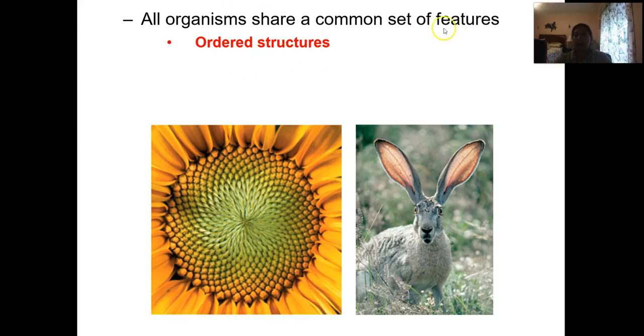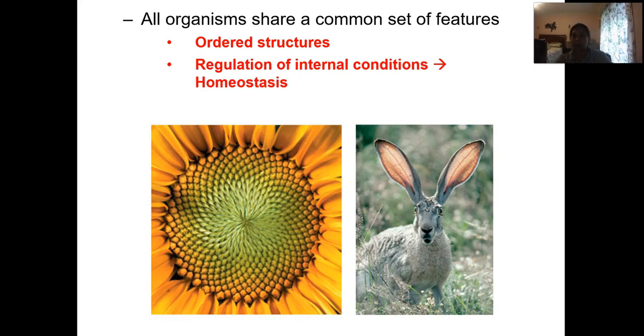And these common sets of features include the basic needs of the organism at a cellular level in the form of the DNA instructions and the enzymes and the basic subunits of life. They, at the end of the day, will have very ordered structures that will result from the combination of these cells. And they are able to regulate their internal conditions, which is their internal environment, through a process called homeostasis.